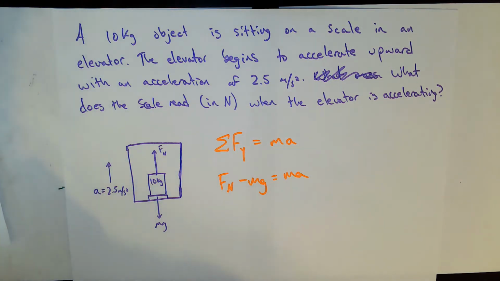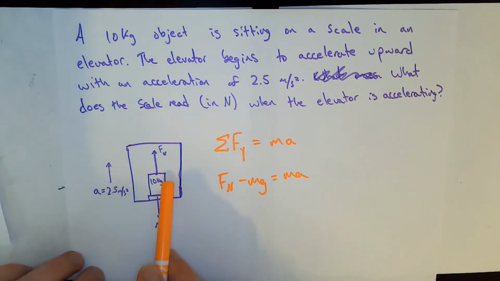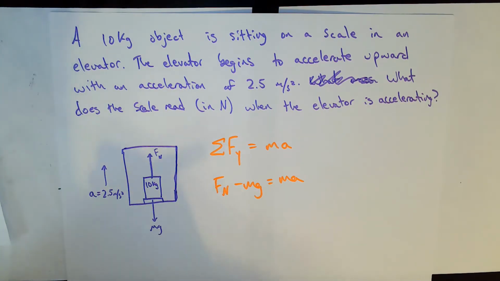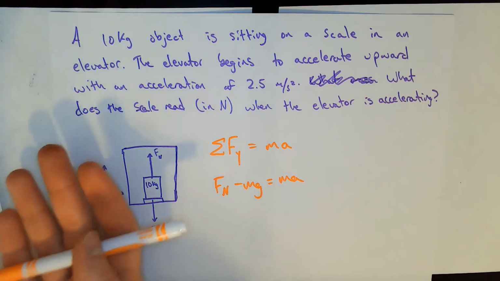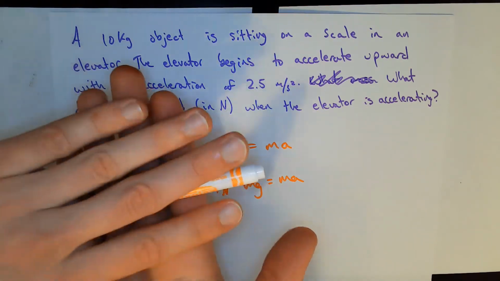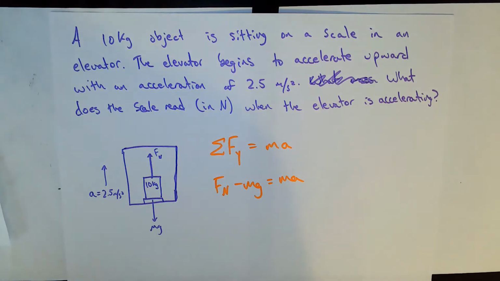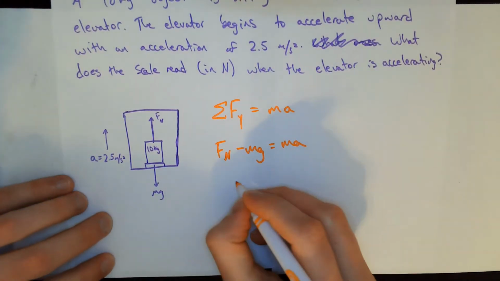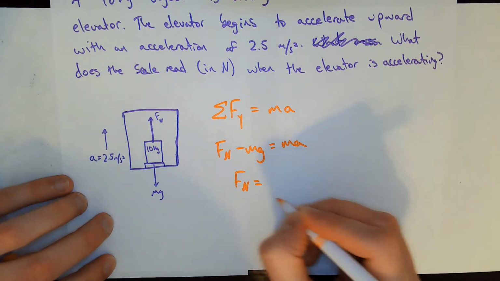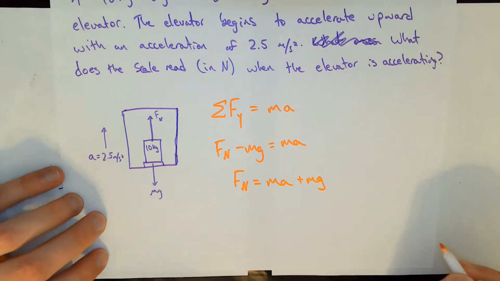But when the object is accelerating upwards quickly, like in an elevator, that surface is going to push harder on the object while it's pushing it up. It's like you're squishing the scale between the object and the bottom, and that's going to make the scale read a higher weight. Okay, so I know I'm looking for normal force here. So I'm going to have ma plus mg. And now I'm ready to plug in.